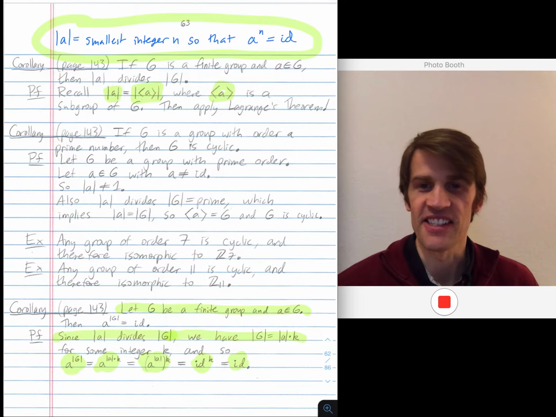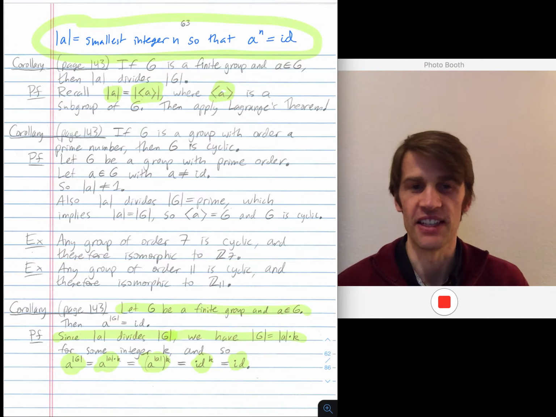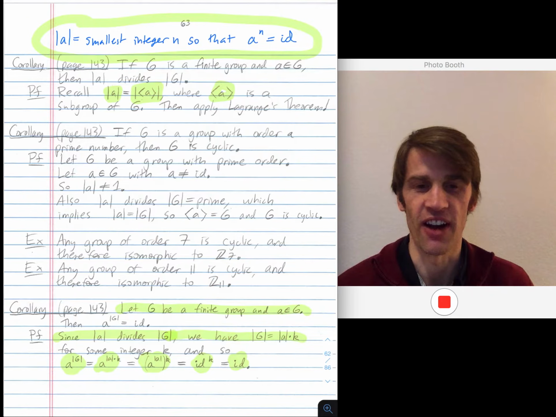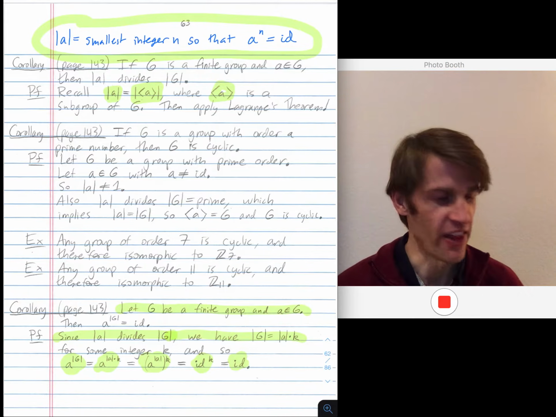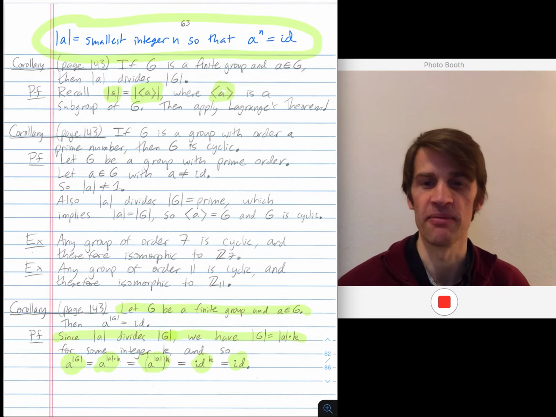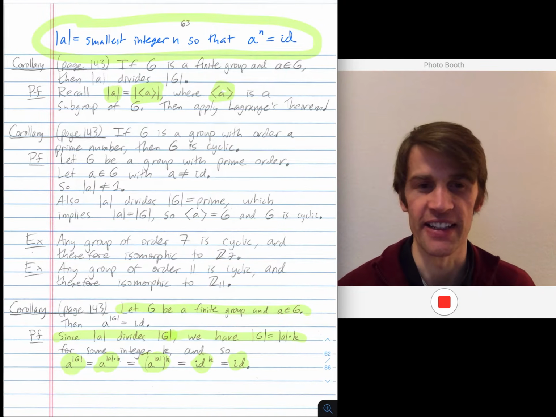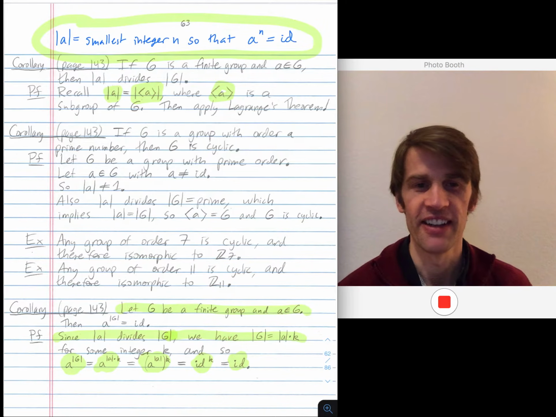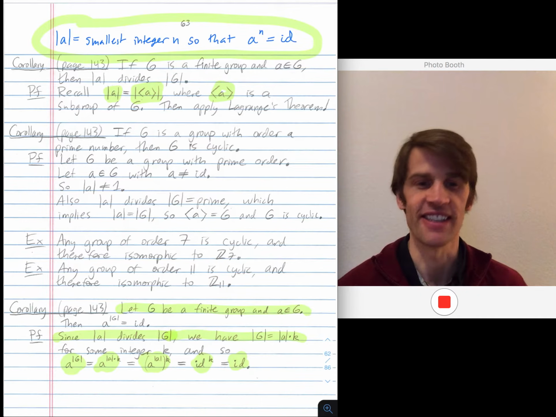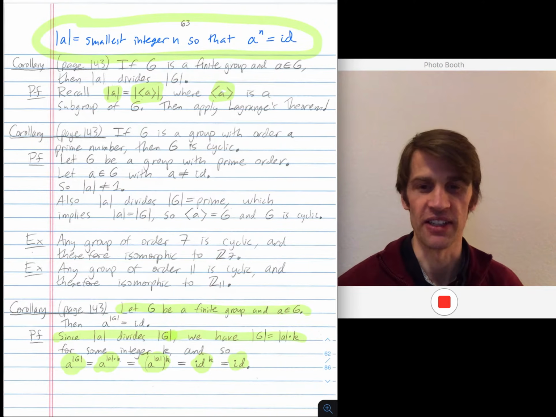All right, fantastic. We've seen that Lagrange's theorem implies that the order of any element divides the size of the group. And therefore, this corollary at the bottom follows, which says that in a group that's finite, take any element, raise it to the size of that group, and you get the identity.